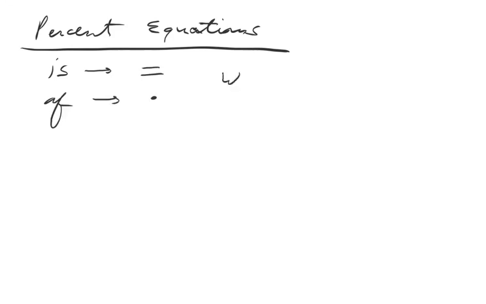And "what" or "find" will translate into my unknown. That makes sense, right? If I say what, I'm going to rewrite that because my handwriting was so bad. "What" or "find" is going to translate to x. Okay, so let's take an example and I'll show you what I mean by this.